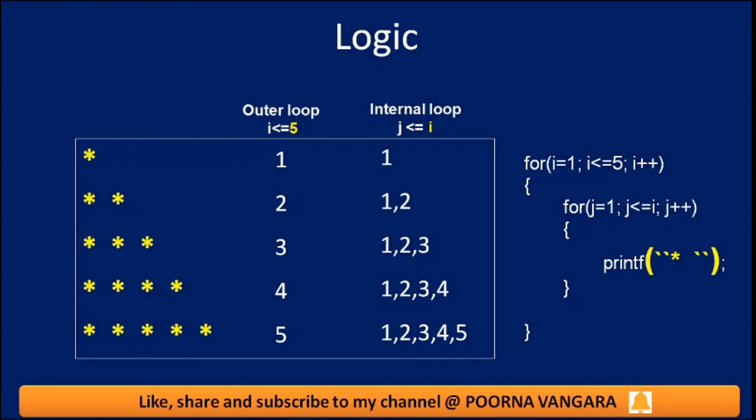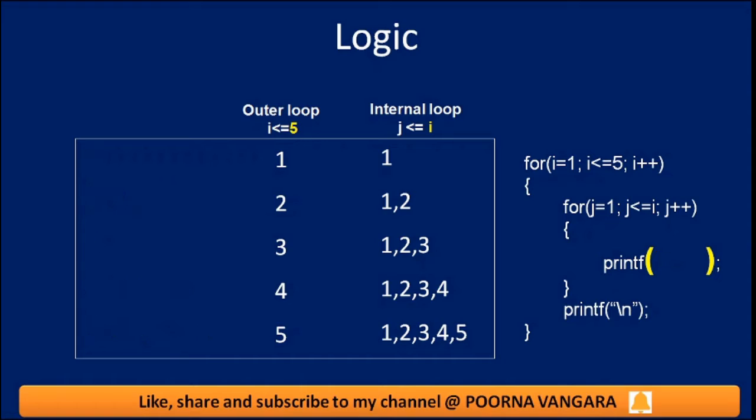After printing each line, you must enter into the next line. That is the reason you need to use this slash n, printf slash n. So this is what we have seen in part 1.